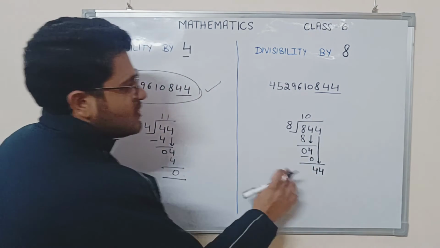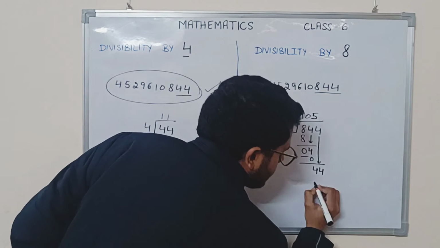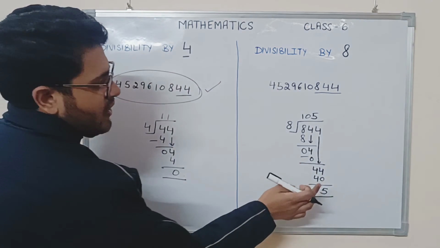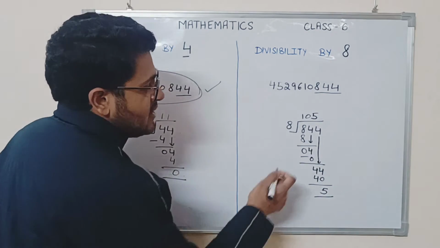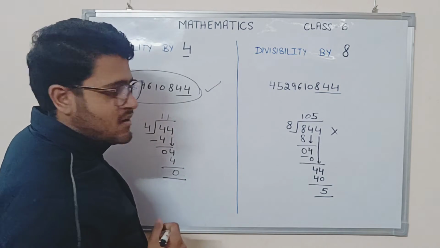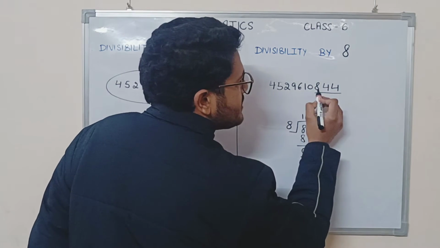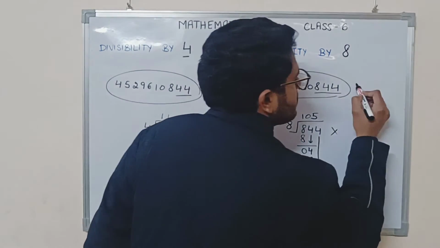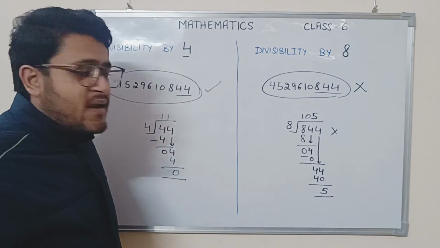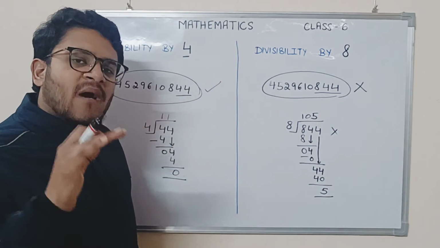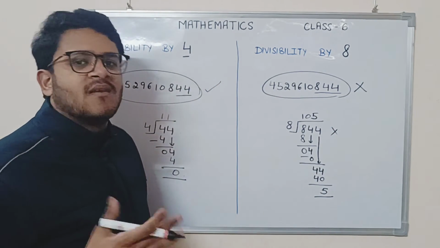Then now I have 44. 8 fives are 40 and the remainder is 5. So now I am left with some remainder, which means this number 844 is not divisible by 8, right? So if the last three digits are not divisible by 8, then the whole number is also not divisible by 8. But if the last three digits of the number are divisible by 8, then the whole number is divisible by 8.